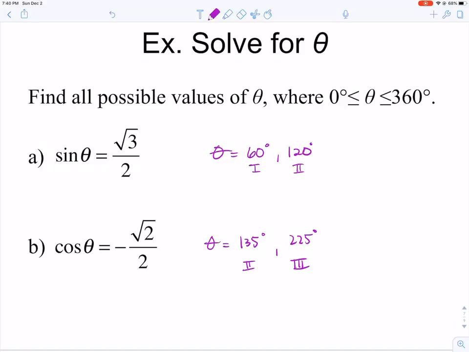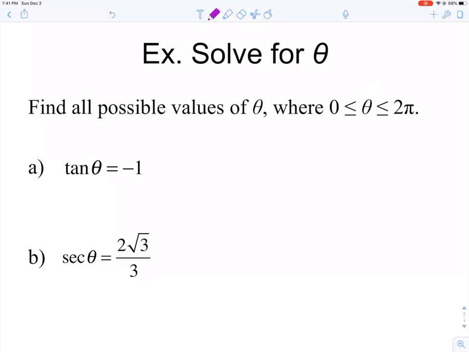If you don't have the degree symbol, then your angle is technically in radians. And like 60 radians is not the same as 60 degrees. 60 radians would not make sine of theta equals root 3/2 a true statement, but 60 degrees does.